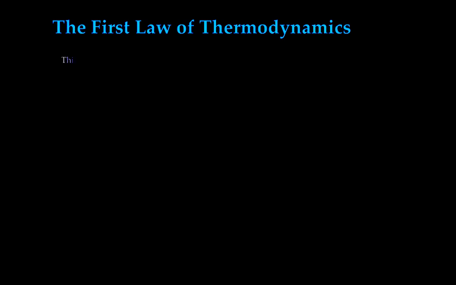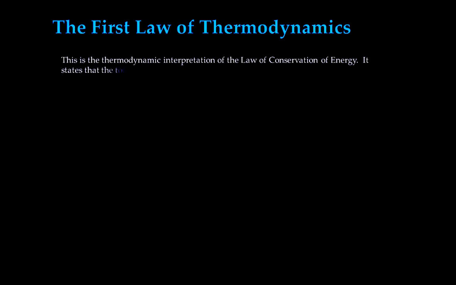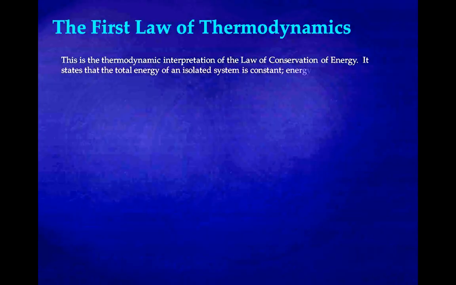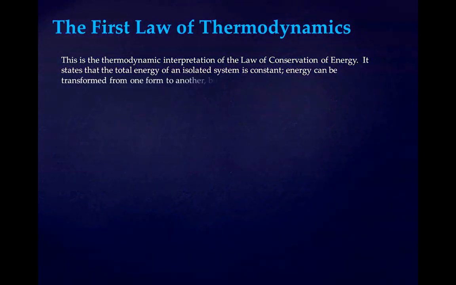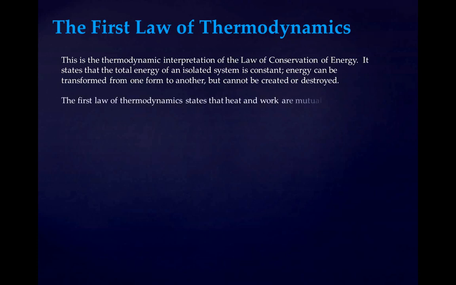The first law of thermodynamics. This is the thermodynamic interpretation of the law of conservation of energy. It states that the total energy of an isolated system is constant. Energy can be transformed from one form to another, but can never be created or destroyed. The first law of thermodynamics states that heat and work are mutually convertible. This law can be stated in the general form: work equals heat.